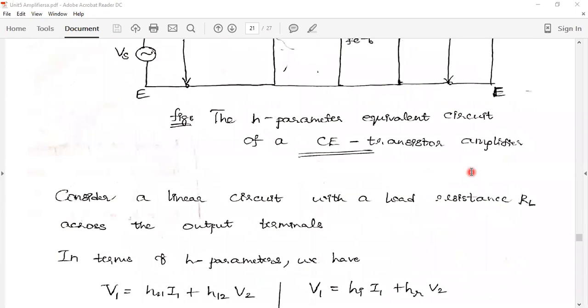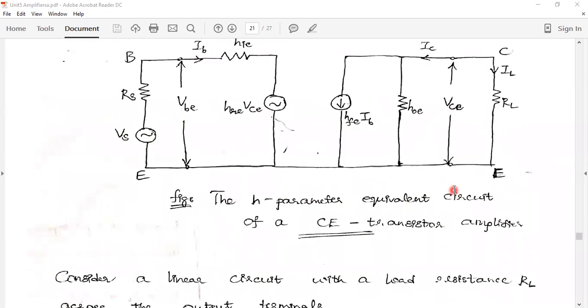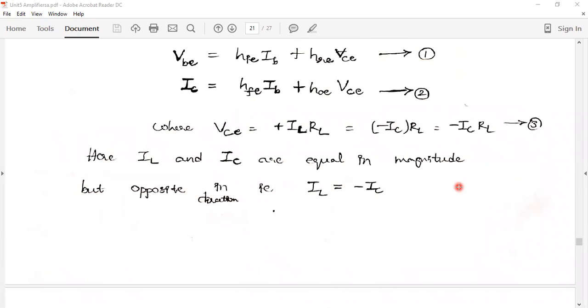The collector current and the load current are in different directions, so I am indicating that with a negative sign here. I am indicating that flow of current in the negative direction here. IL and IC are equal in magnitude but opposite in direction, that is given by IL is equal to minus IC.